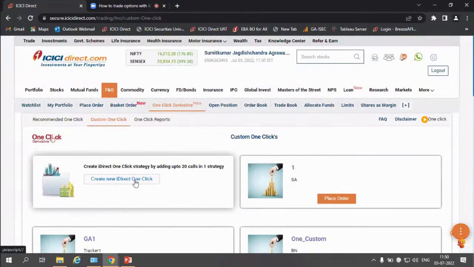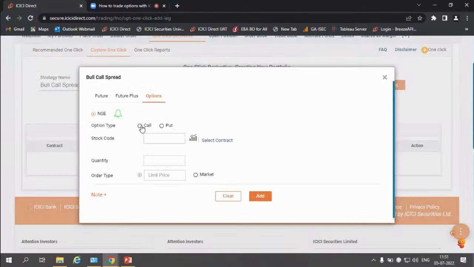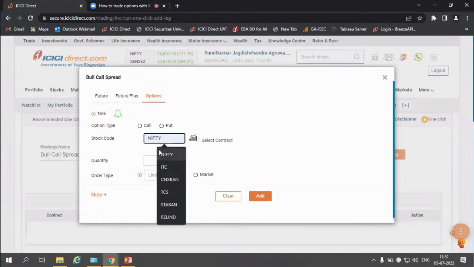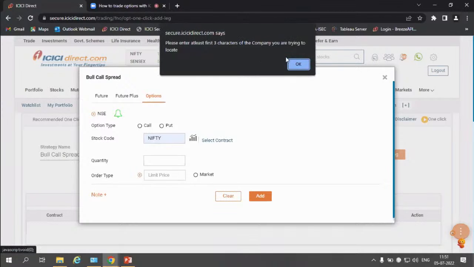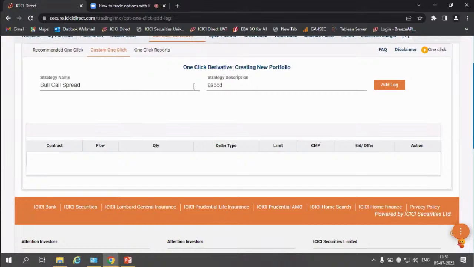So let's say I create one. Bull call spread is what I want to create. A, B, C, D, and leg. Why is it not clicking? I'm not able to click for some reason. There's some issue going on at the moment. So that's what the custom one-click is.